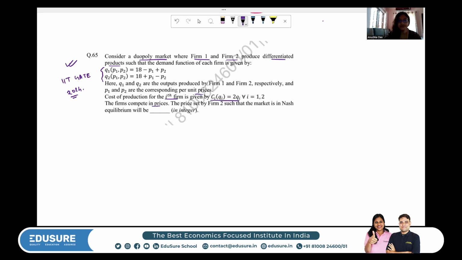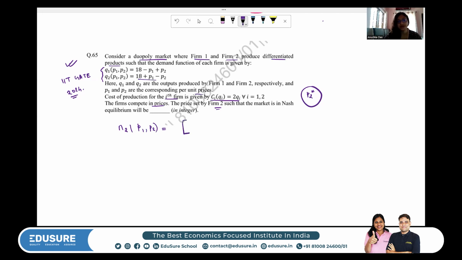The firms are competing on prices. The price set by firm 2 such that the market is in equilibrium will be? So you need to find the optimal price for the second firm. That is all you need to find out. Let's start with the profit function of this firm. Profit will be dependent on P1 and P2.